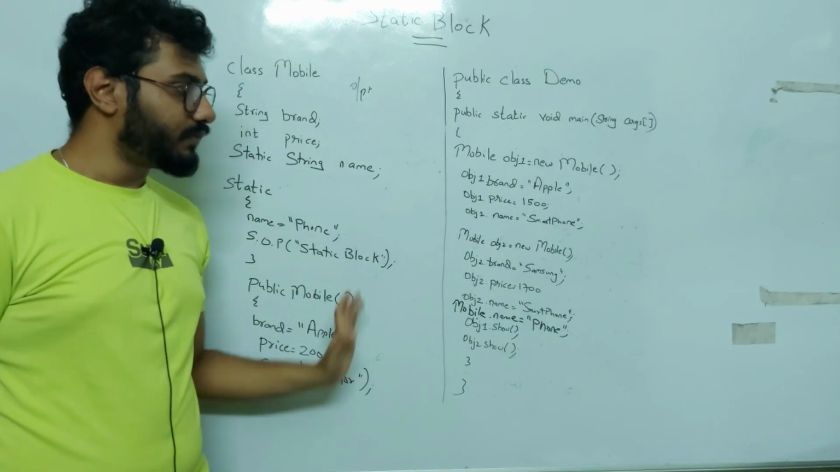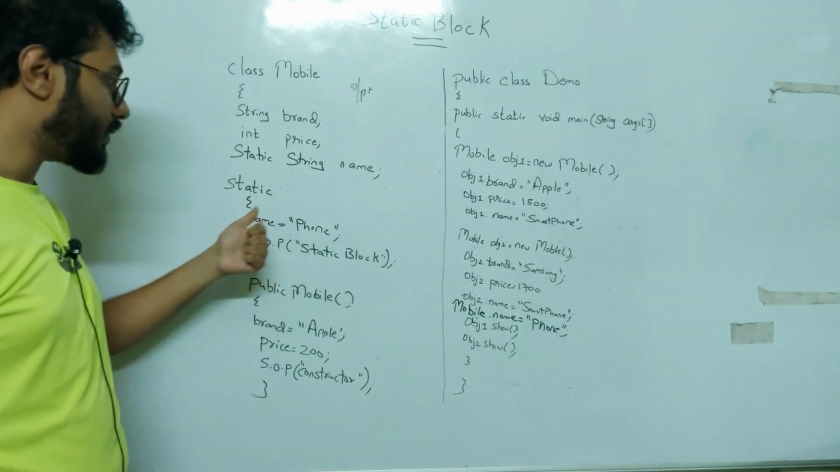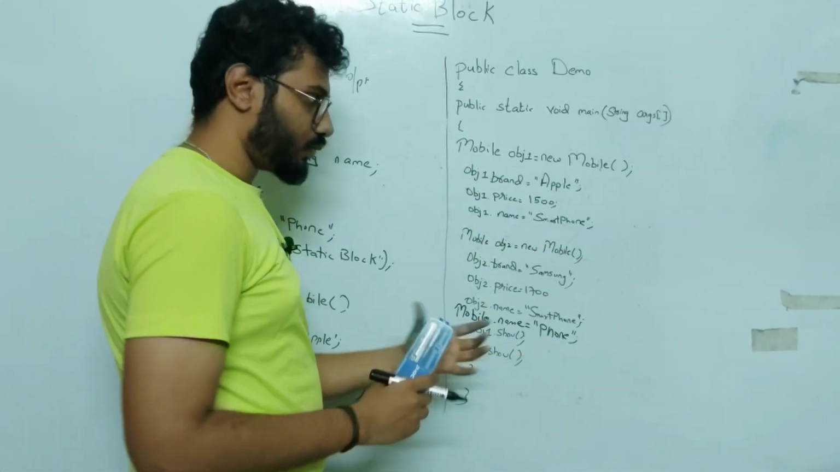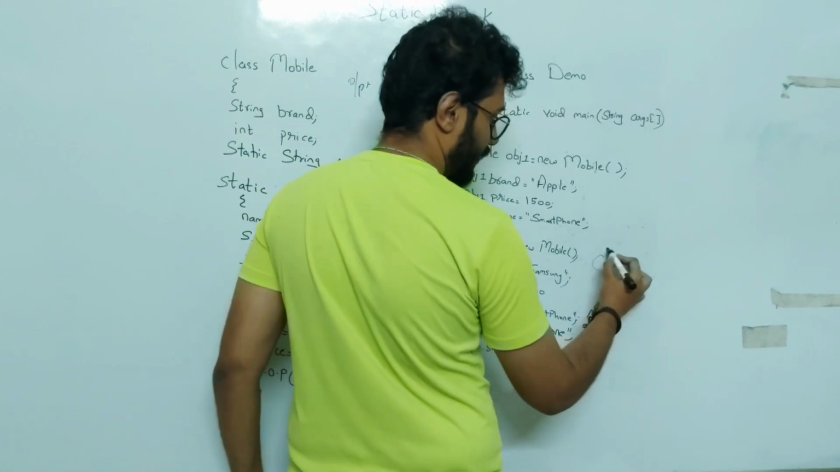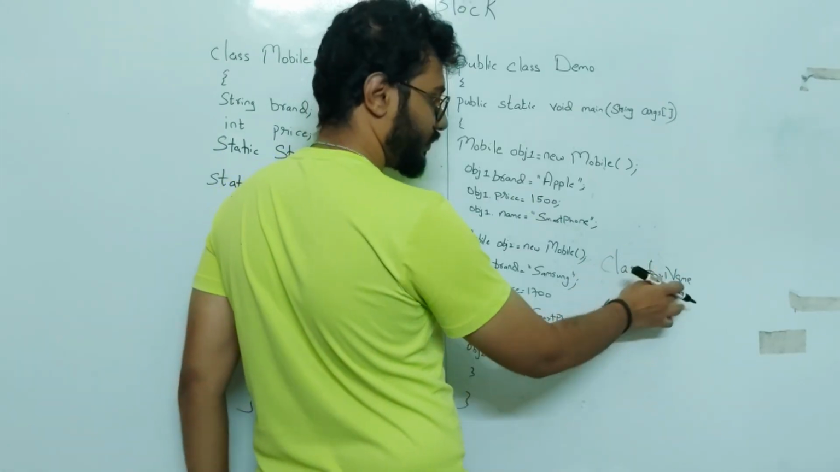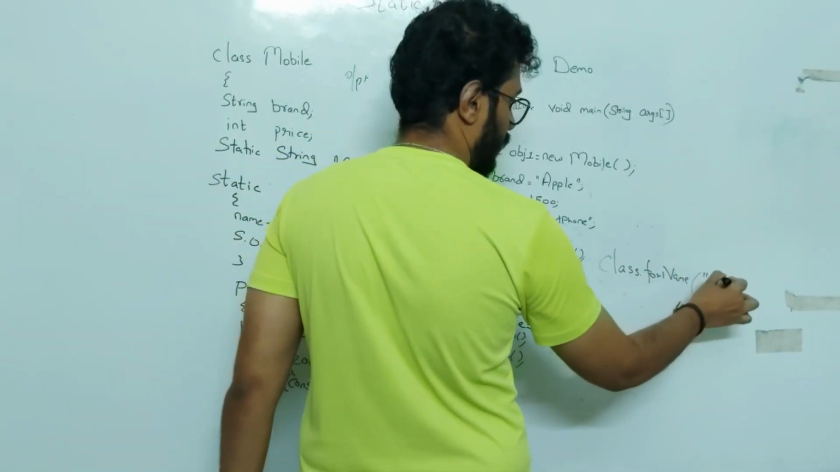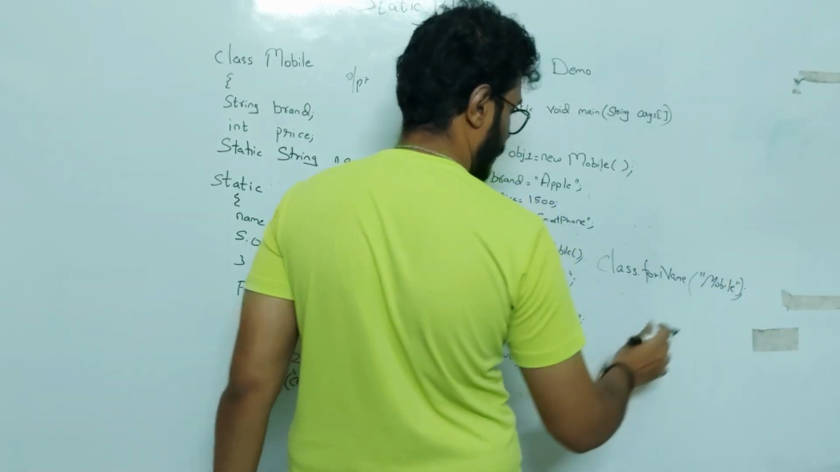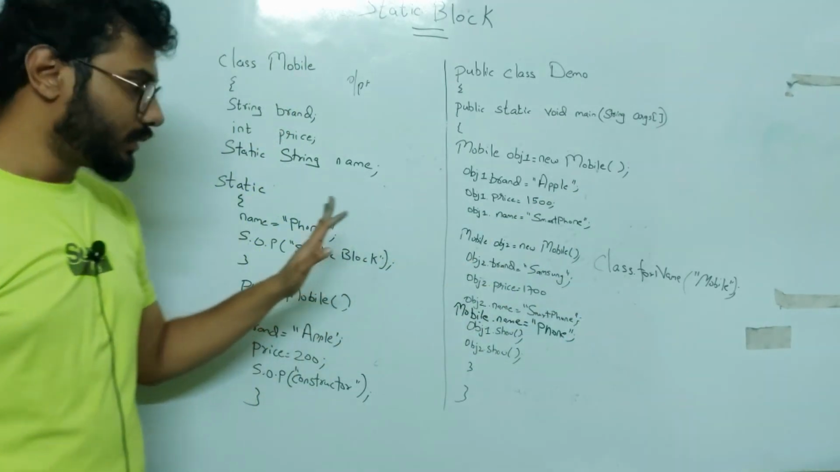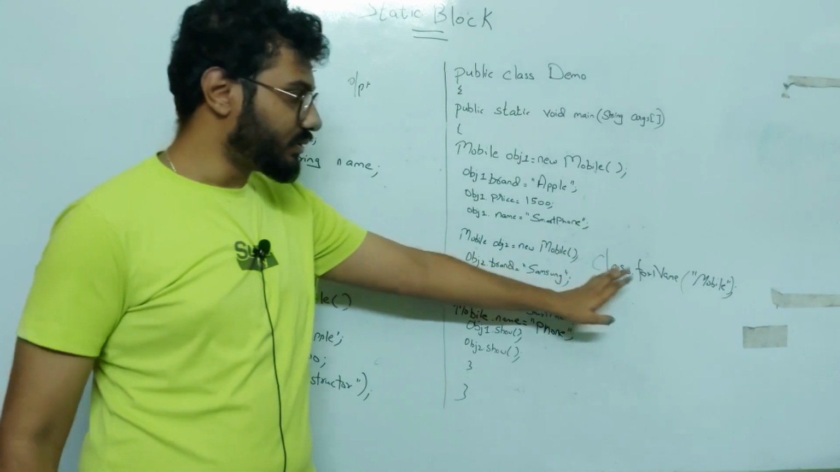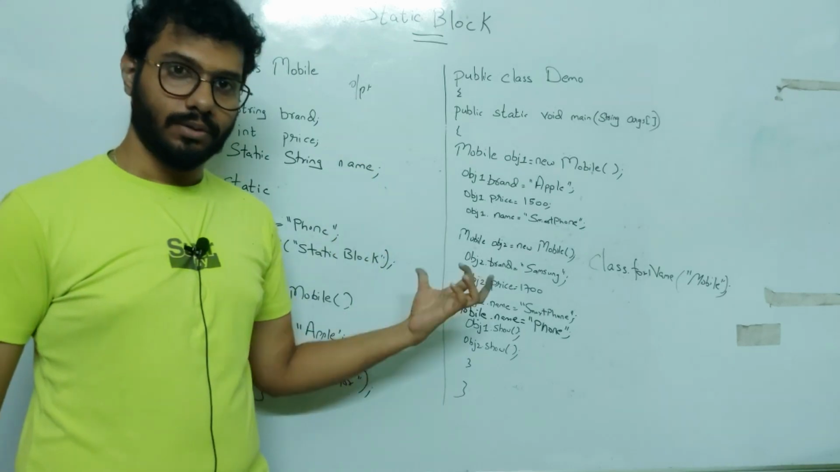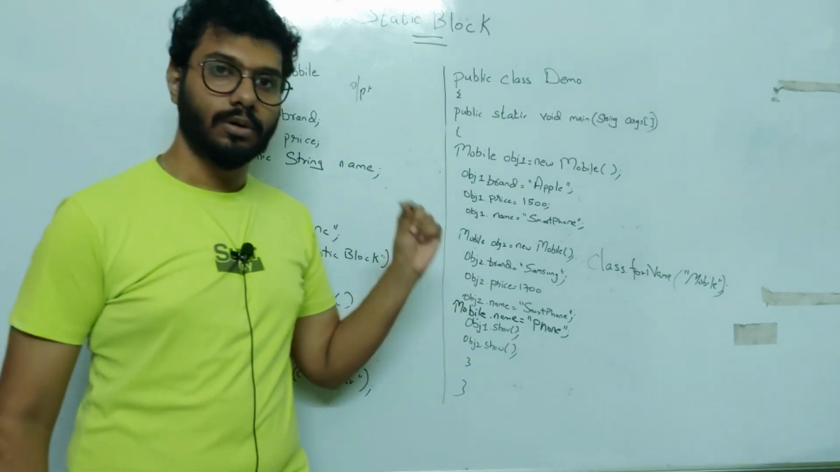What can we do when we don't create any objects and still we want the static block to be called? Here, since we don't have any objects, we can write something known as Class.forName and the class name. Imagine there is no object, and we want the static block to be called. We can mention this syntax, Class.forName and the class name, and the static block will be called. So this is how the static block works.